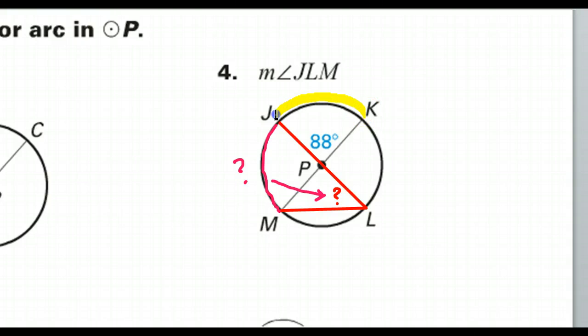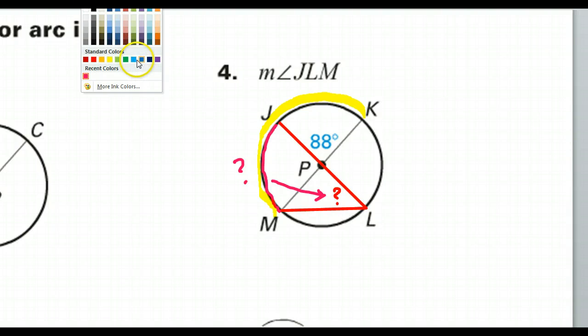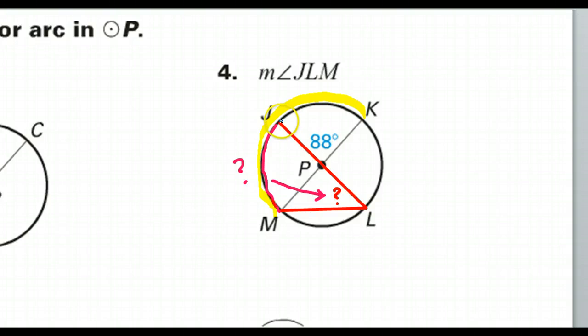From K all the way around to M, that's a semicircle. So if I knew this part, then I could subtract from 180. It's quite the puzzle, isn't it? But bottom line is we do know that part over there because of the 88. Okay, this arc must be 88 degrees, because it's a central angle, so it should be the same.